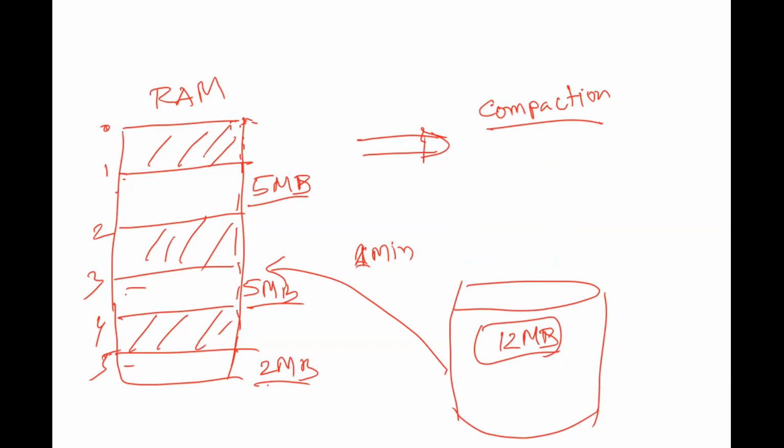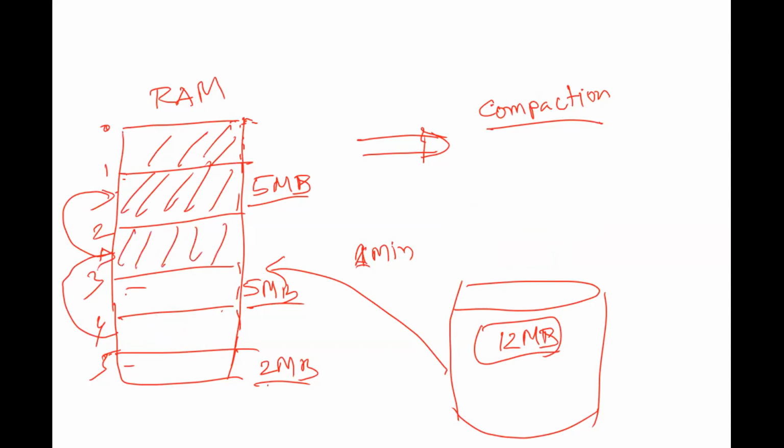What it does, the CPU will copy this process in here, and this is now a hole, and also this process and this process should be copied in here. So now this process is actually moved up here and here. So now this one is 5 MB, and this is also 5 MB here.